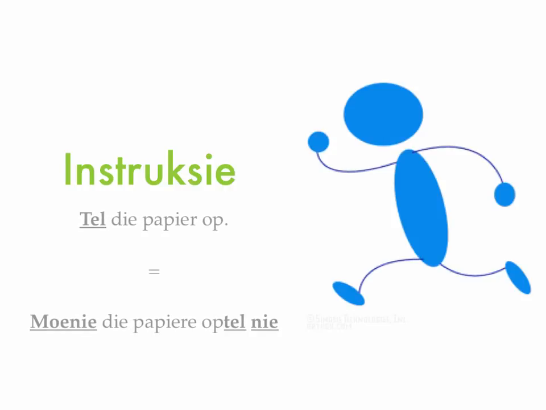Tel die papiere op. You replace your verb 1 with moenie. The negative word moenie. Die papiere op. Tel nie. And as you can see, your tel went to the end. So moenie kicked your verb to the end. Moenie being your negative verb, starting with that. So moenie is your negative word that you started with. So your negative 1 is already there. Die papiere op tel nie.